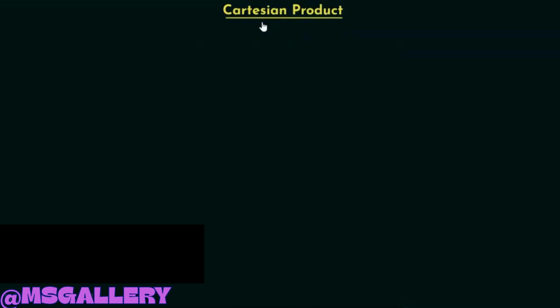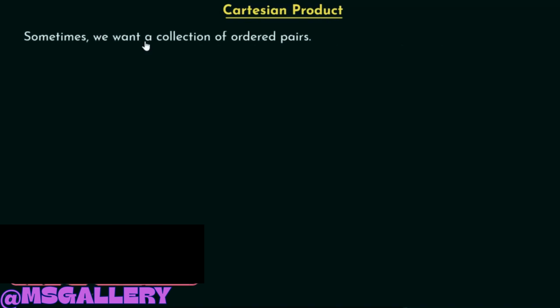The important topic, that is Cartesian product. So let's get started. Sometimes we want a collection of ordered pairs, right? Sometimes we are interested in finding a collection of ordered pairs.